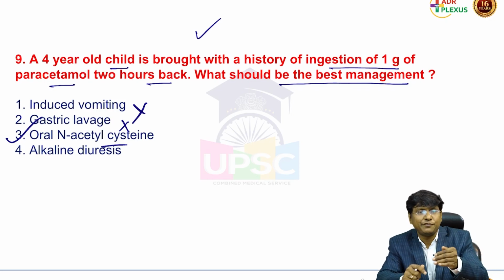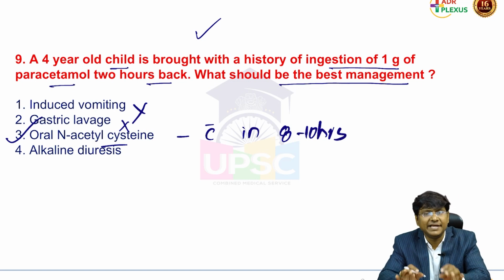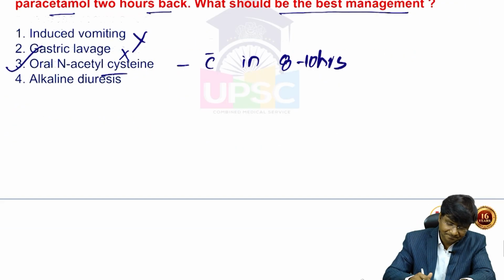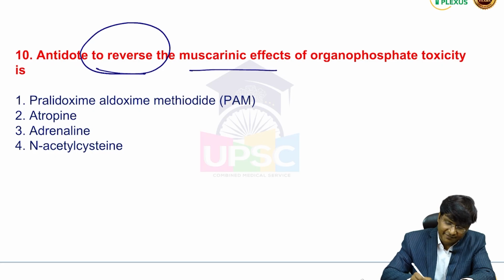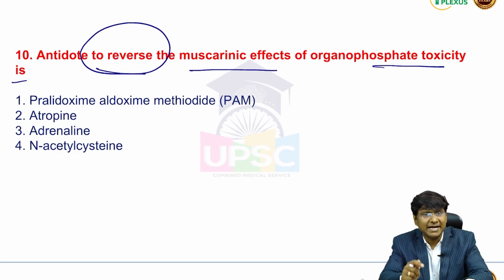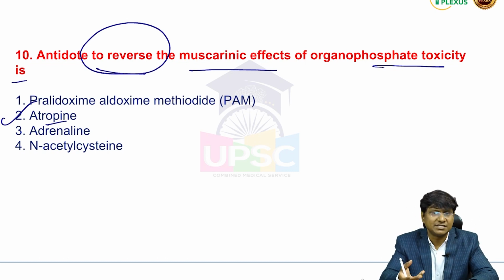And this oral administration of N-acetylcysteine can be done within 8 to 10 hours of the ingestion, and ideally as soon as possible. So this helps in preventing the potential liver damage due to paracetamol toxicity. Next, the antidote to reverse the muscarinic effects of organophosphate toxicity is: pyridoxine, atropine, adrenaline, N-acetylcysteine? So it is atropine which will neutralize the muscarinic effect.